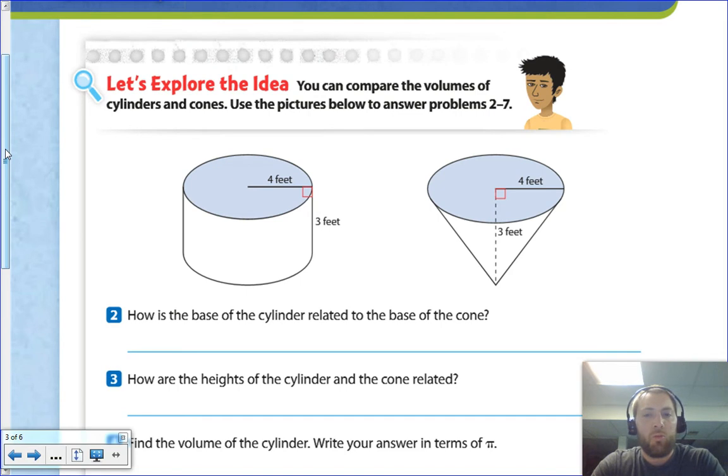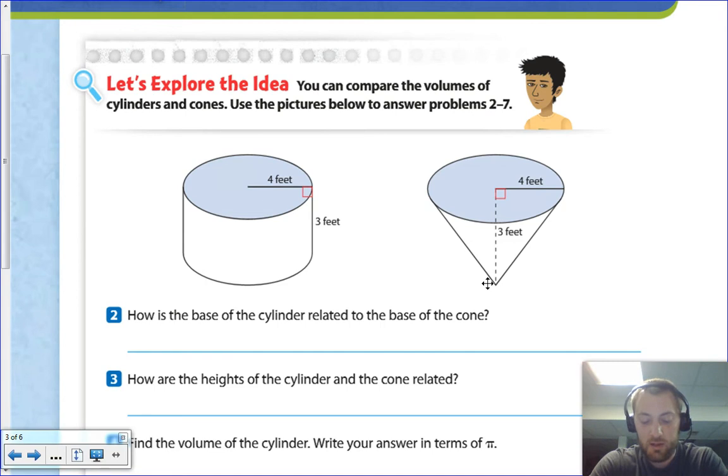Take a look. We have a cylinder on the left here, which has a radius of 4 for the base circle. It's also got a height of 3 altogether there. We've also got a cone with the same circle on the base, and it's a height of 3 as well. So number 2 says, how is the base of the cylinder related to the base of the cone? Well, if you look at them, they're the same.